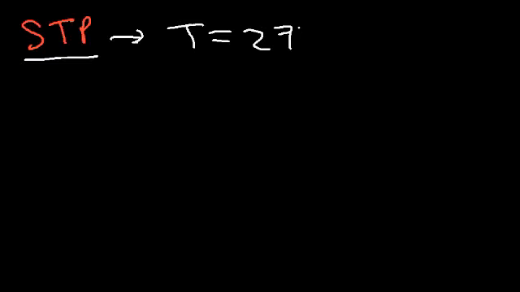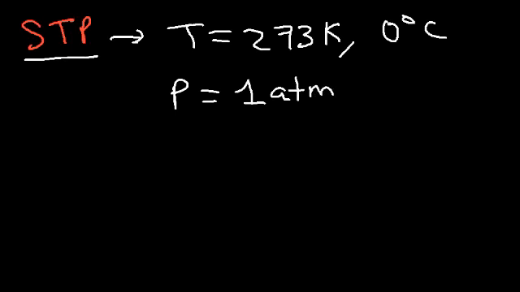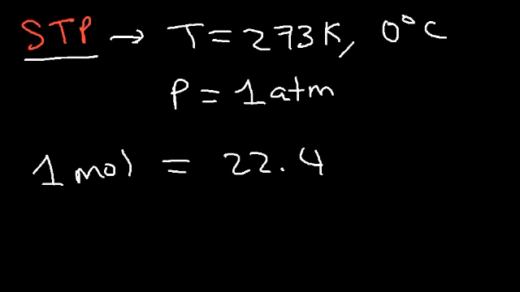The next thing that you need to know about gases is something called STP. STP stands for standard temperature and pressure. The standard temperature of a gas is 273 Kelvin or 0 degrees Celsius. And the standard pressure is 1 atm, which is the same as 760 torr or 760 millimeters of mercury or 101.3 kilopascals. Now, at STP, it turns out that 1 mole of gas occupies a volume of 22.4 liters.